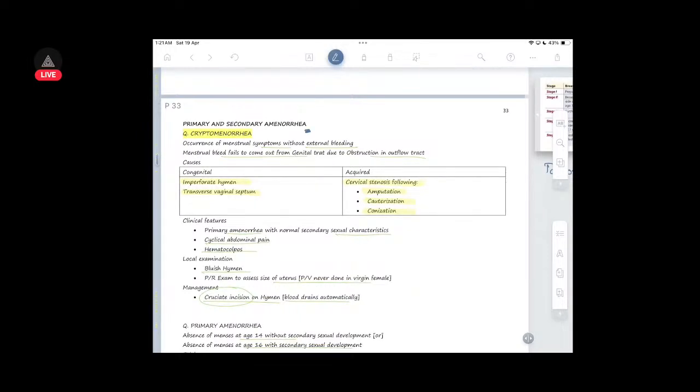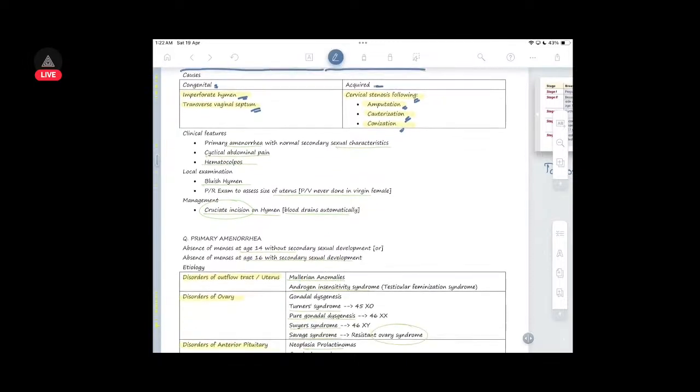Cryptomenorrhea is occurrence of menstrual symptoms without external bleeding. Menstrual blood fails to come out from the genital tract due to obstruction in the outflow tract, caused by congenital or acquired causes. Congenital causes are imperforate hymen and transverse vaginal septum. Acquired causes are cervical stenosis following amputation, cauterization and conization.